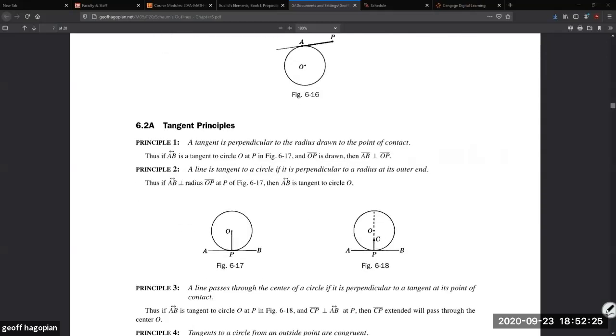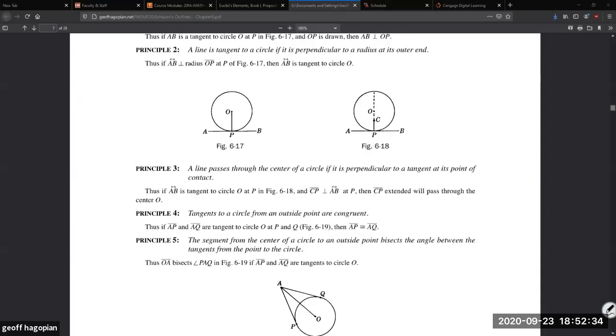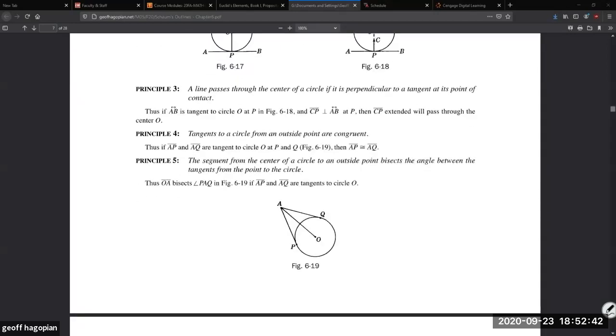So tangent principles, so we got 1. A line is tangent to a circle if it is perpendicular to the radius at its outer end. Okay. A line passes through the center of a circle if it is perpendicular to a tangent at its point of contact. Right, so if you have a tangent line and you draw the line perpendicular at the point of tangency, then that line will go through the center. That seems obvious enough, right?